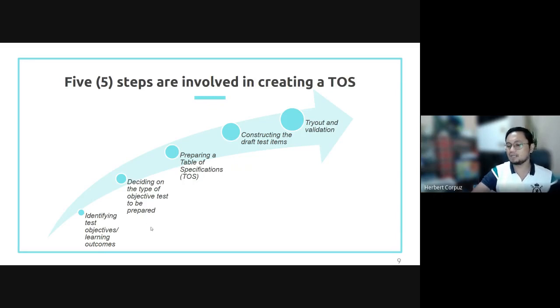For example, itong outcome na ito, ano ba ang gagawin ko? Okay? Would it be multiple choice? Would it be simple recall? Would it be alternative response, multiple response test, and others, or essay? So you decide now per outcome kung anong klaseng test type ang gagamitin mo.